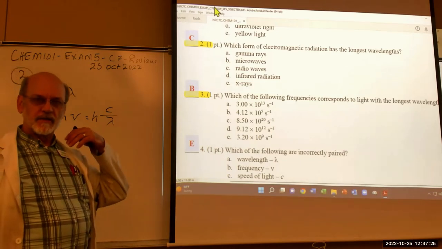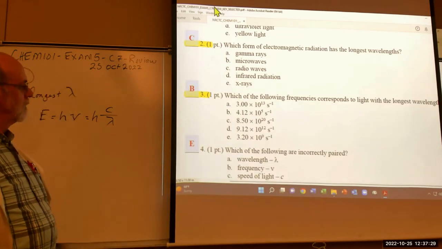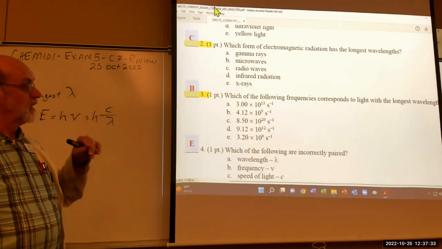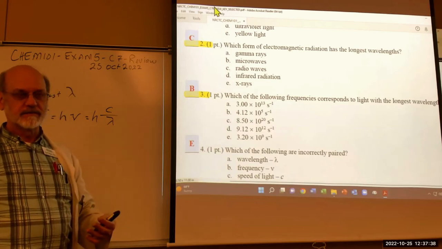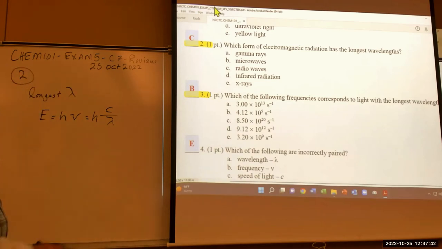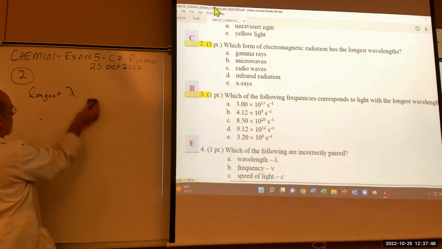You're talking about past the red end of the spectrum, way out on the radio end, right? So radio waves out of that group have the longest wavelength. They have the least energetic. Okay. Yeah, I'll go ahead and erase it.